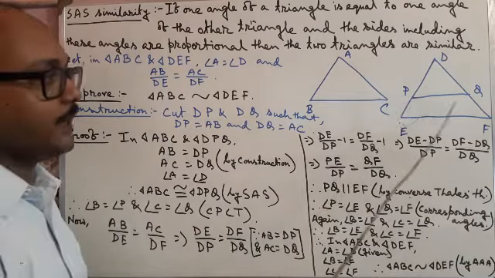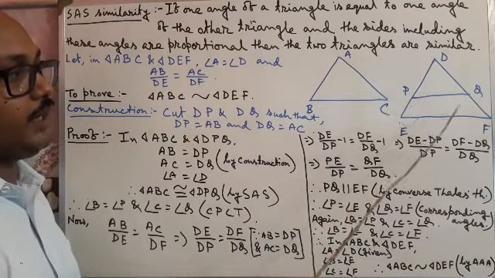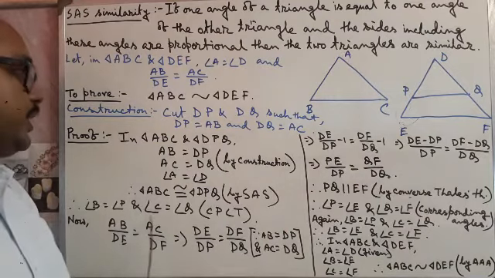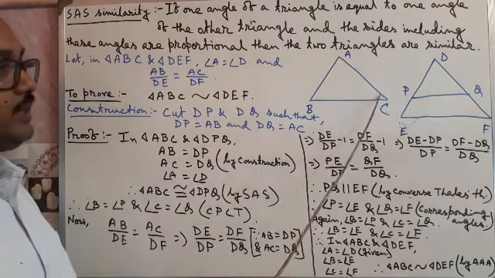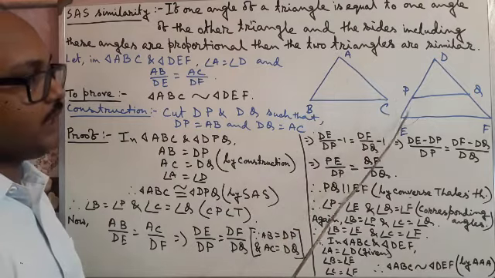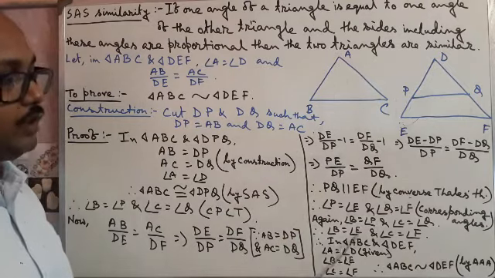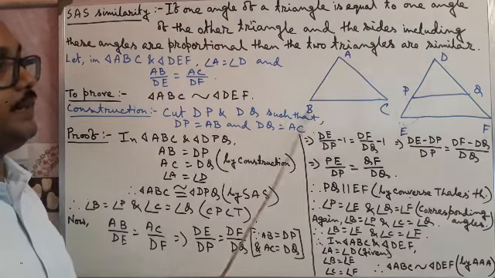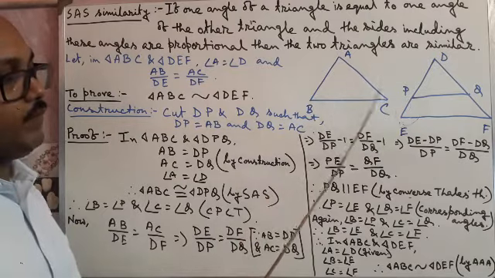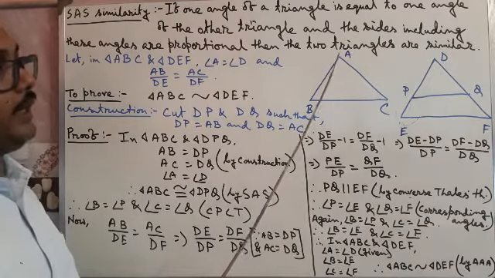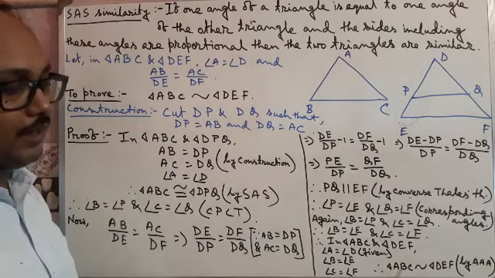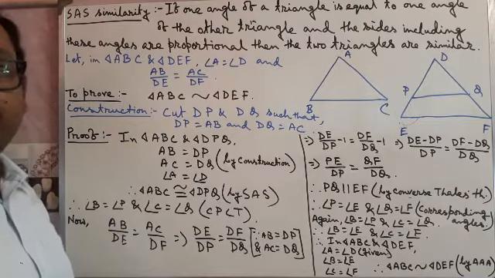As these two are parallel, therefore angle P is equal to angle E and angle Q is equal to angle F. And by congruence we proved that angle P is equal to angle B and angle C is equal to angle Q. Therefore angle B is equal to angle E and angle C is equal to angle F. Now in triangle ABC and triangle DEF, just now we proved angle B is equal to angle E, angle C is equal to angle F, and angle A is equal to angle D, which is given. Therefore by angle criteria, triangle ABC is similar to triangle DEF.